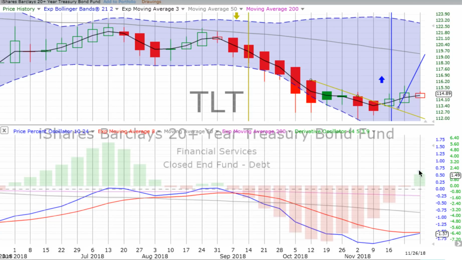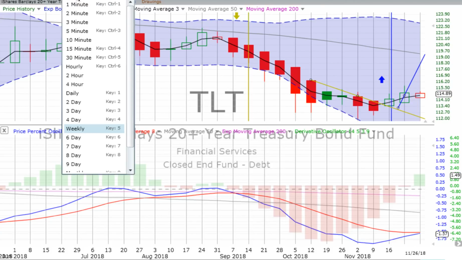Derivative oscillator did cross over, have a red open box candle after 2 prior weeks of decent up movement. And of course, the weekly is still in a confirmed down move until we have a crossover on the price percent oscillator. That's one of our rules.